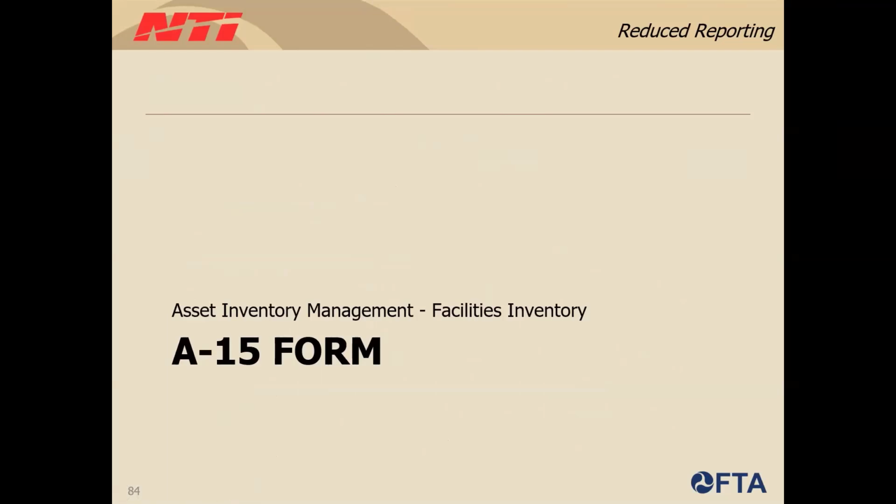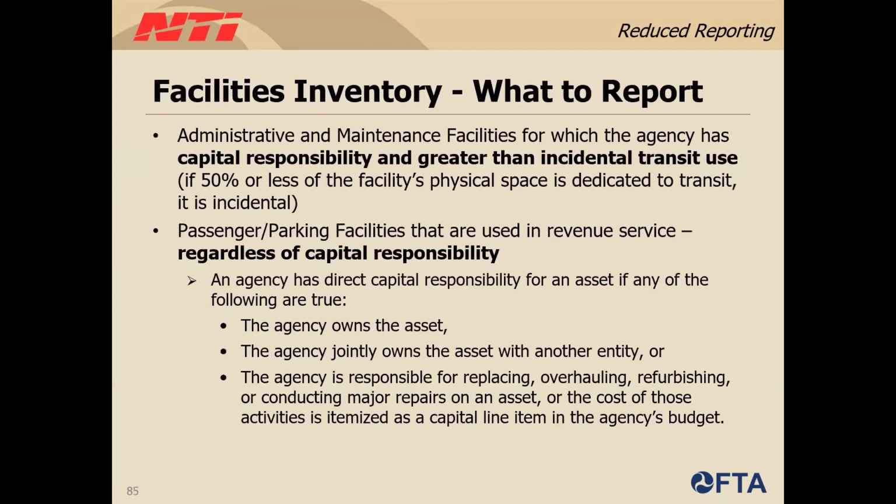Okay, now we will talk about the A15 Facilities Inventory Form. In the Transit Asset Management Facilities Inventory, or A15 form, you will report all administrative and maintenance facilities for which you have capital replacement responsibility and greater than incidental use. Also, you are to report all passenger facilities that your agency uses in revenue service, regardless of capital replacement responsibility.